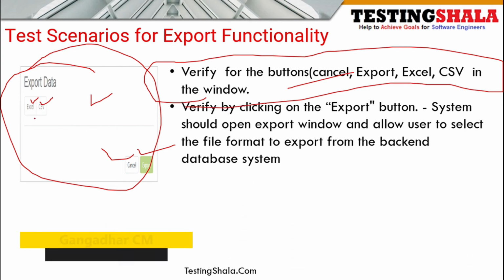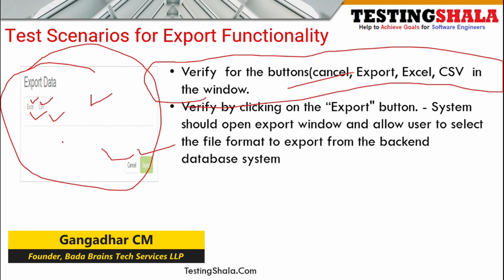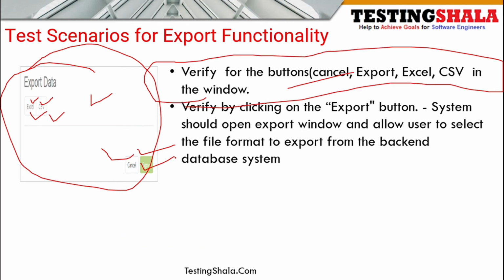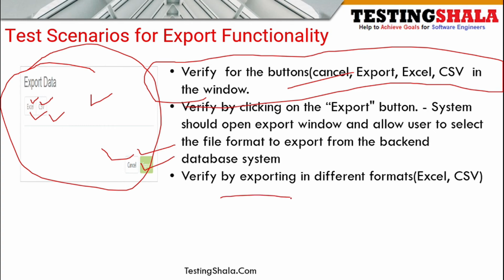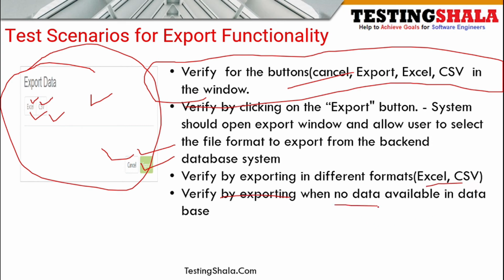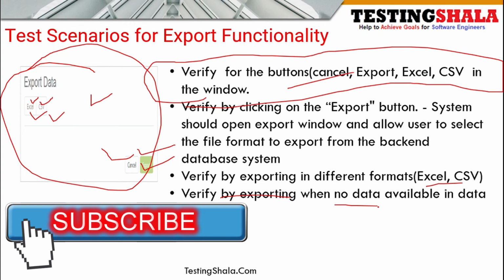The second scenario is, after selecting Excel, CSV, or whatever format, when you click on the export button, the data should be exported from the database into the file system in the chosen format. We should verify this for all the different formats. Another verification is for when no data is available in the database: in that case, nothing should come into the file system. We should also validate different combinations of data available in the database.